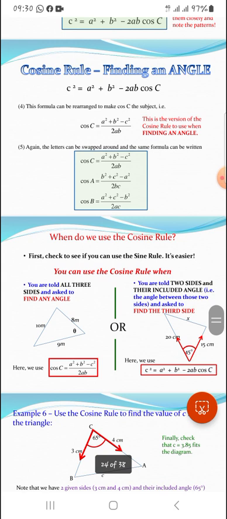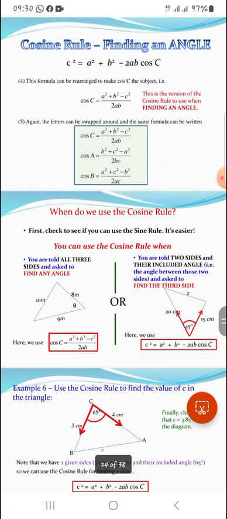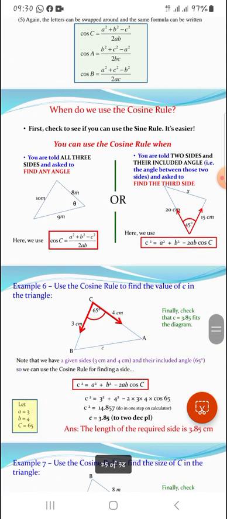Why? If you want to find the angle, all the three sides will have been given for you to be able to find any of the angle that you are looking for. So if you check the triangle, you discover that all the three sides is given and you have to find one of the angle, then you can simply apply cosine rule. All right. So let's look at the example here.